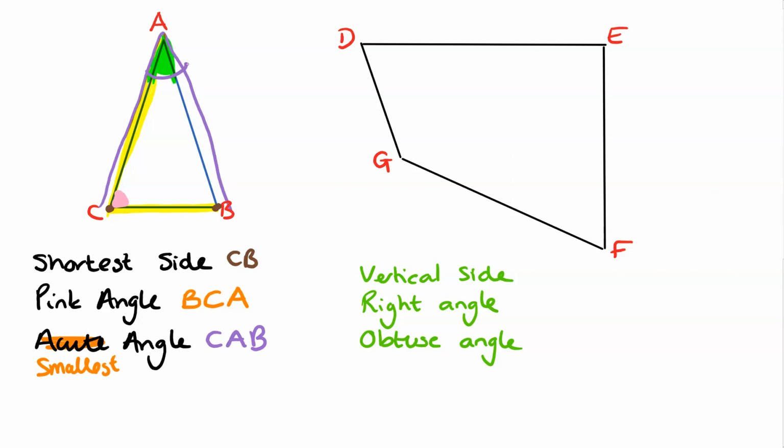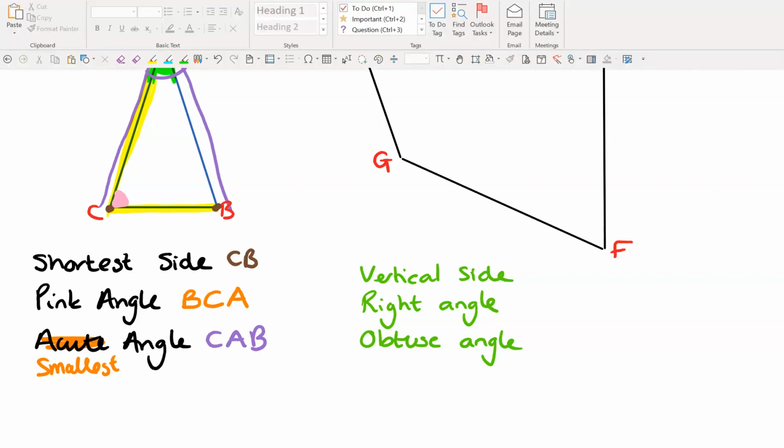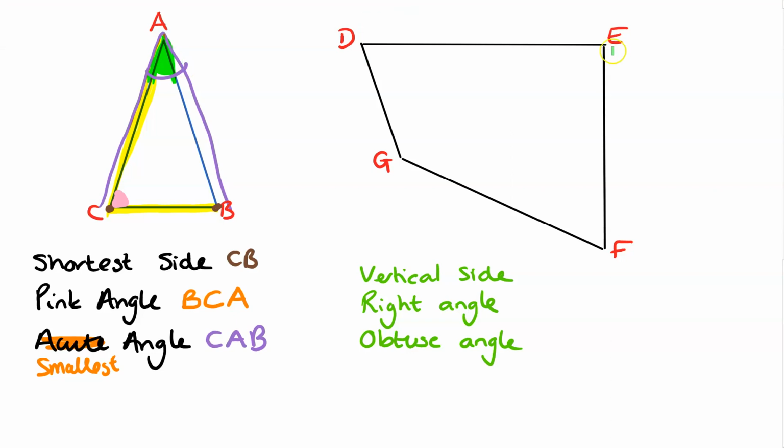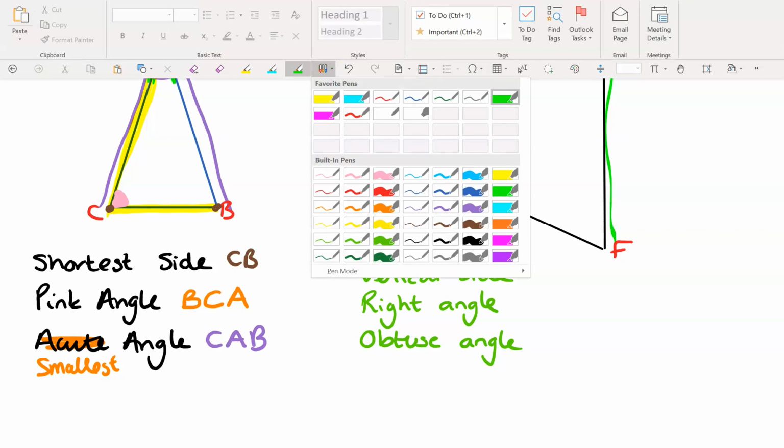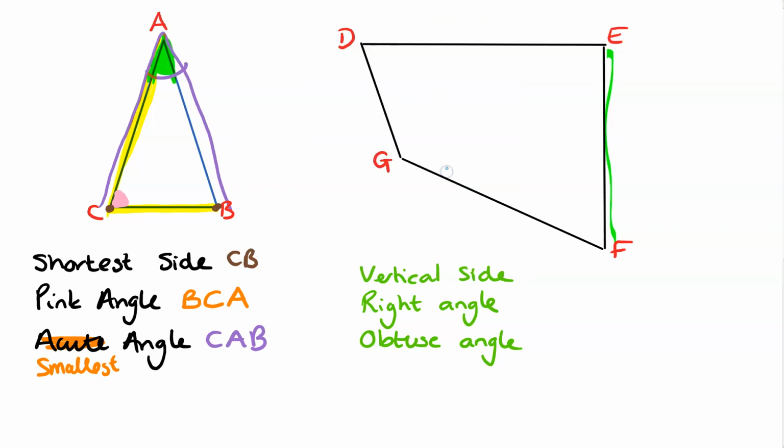If we look at the quadrilateral there, the vertical side, which one is the vertical side? It's this one here. Oh, it's a bit wiggly, but it is vertical. So vertical just means pointing straight up. So which 2 points have you joined together? You've joined together E and F. Now you could do it as F and E, it doesn't matter.